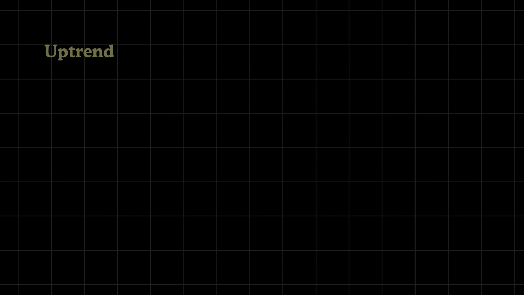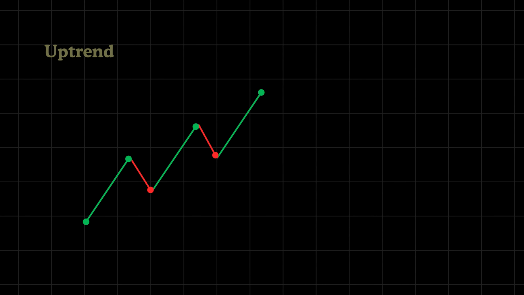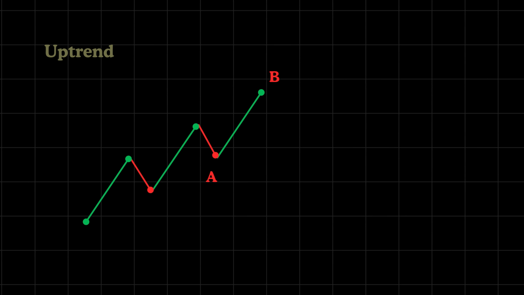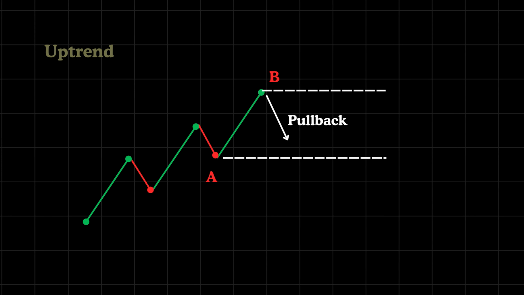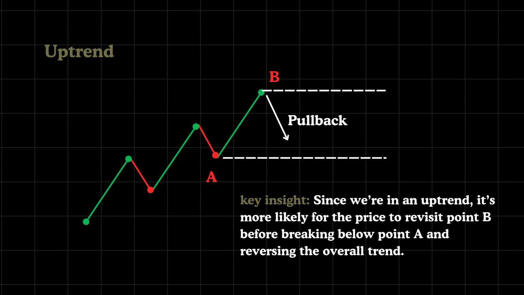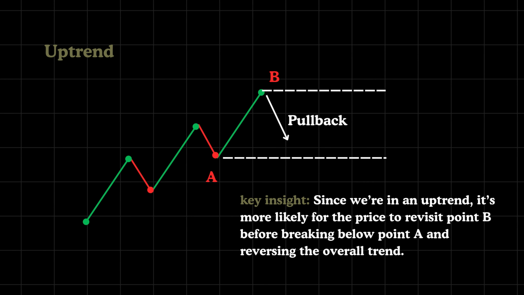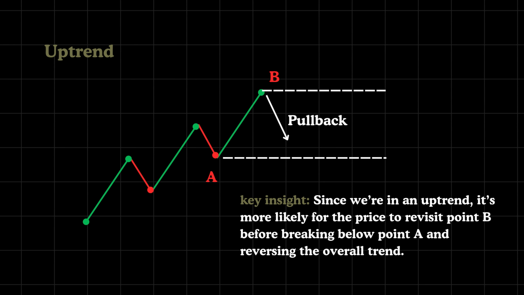Imagine a market in an uptrend, consistently forming higher highs and higher lows. The latest impulsive wave begins at point A and completes at point B, and we're anticipating a retracement to secure a long position at a more favorable entry. Here's a key insight: since we're in an uptrend, it's more likely for the price to revisit point B before breaking below point A and reversing the overall trend.